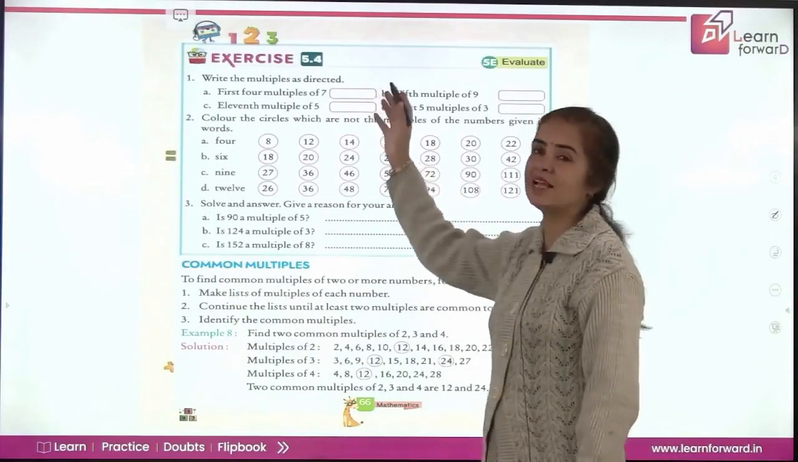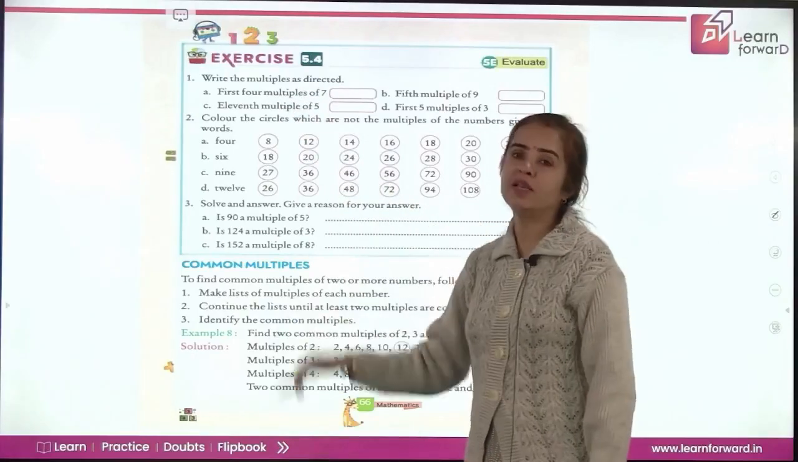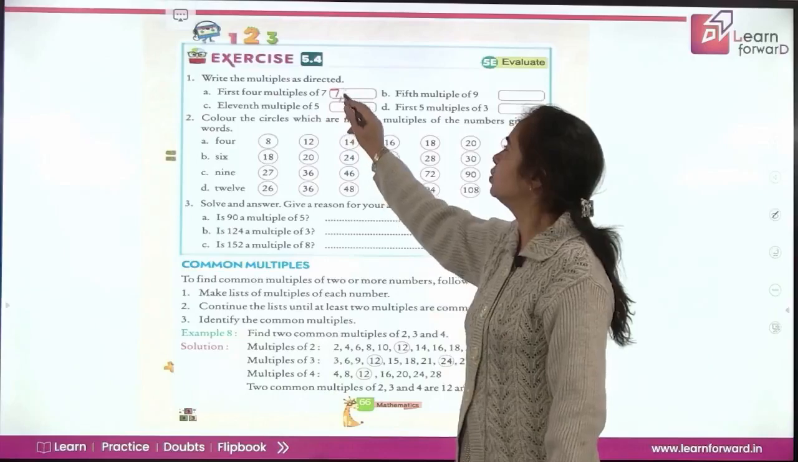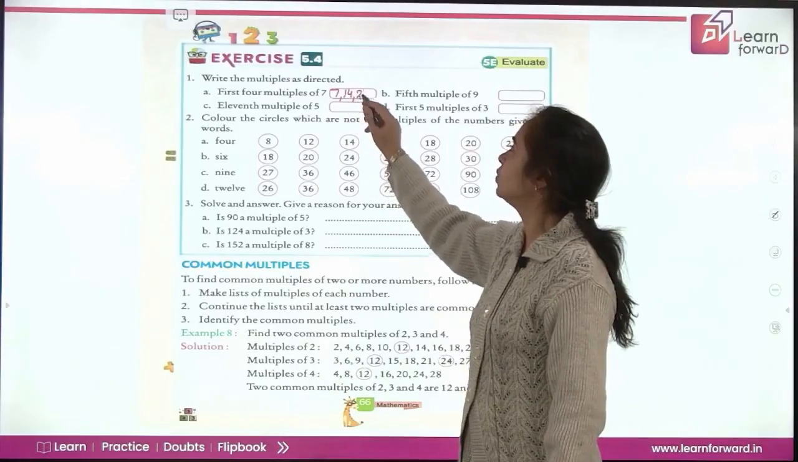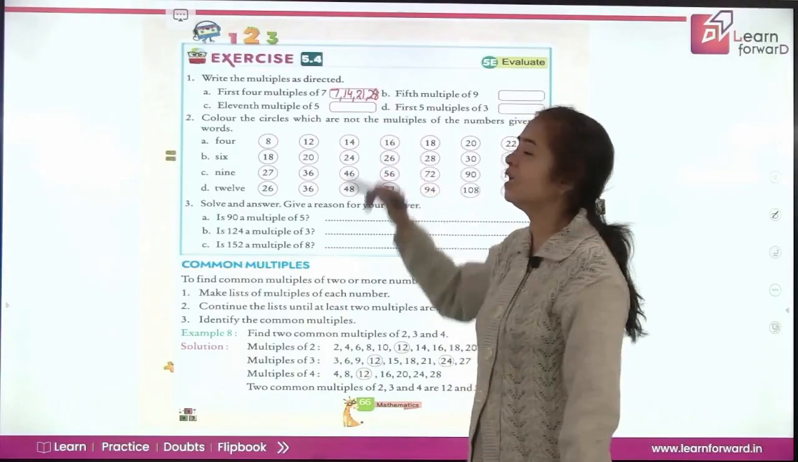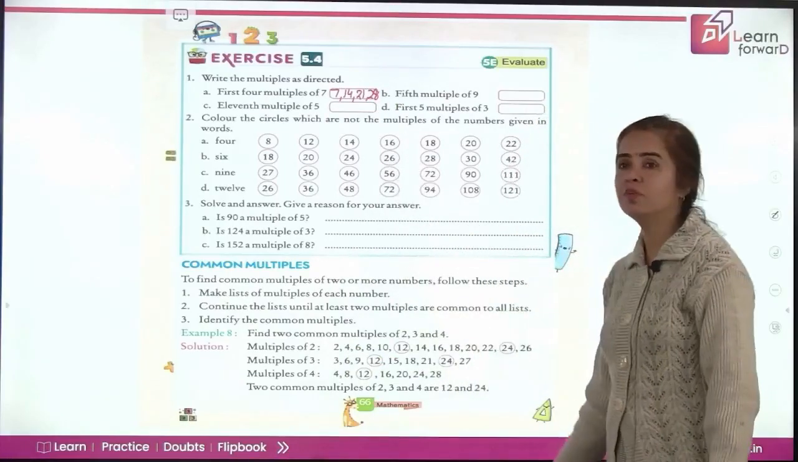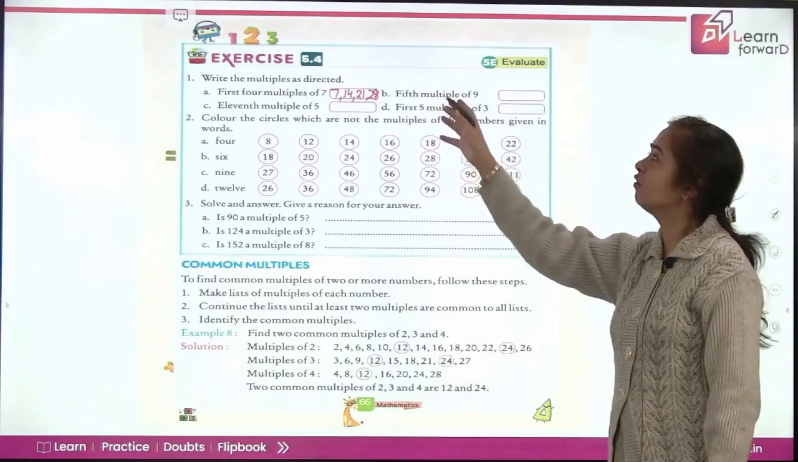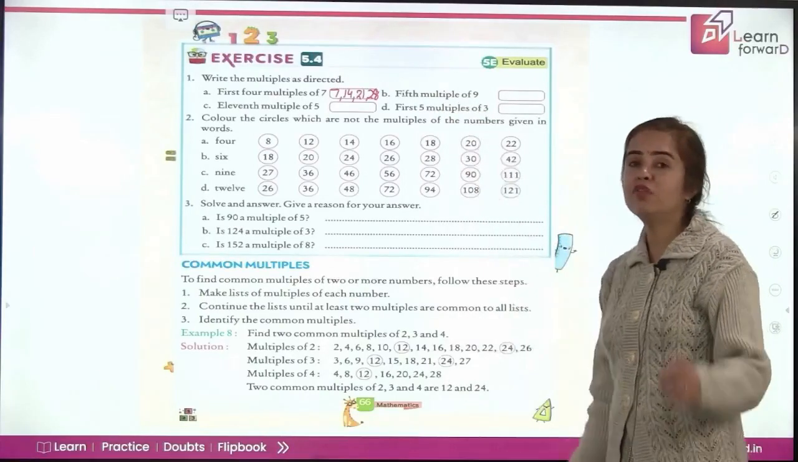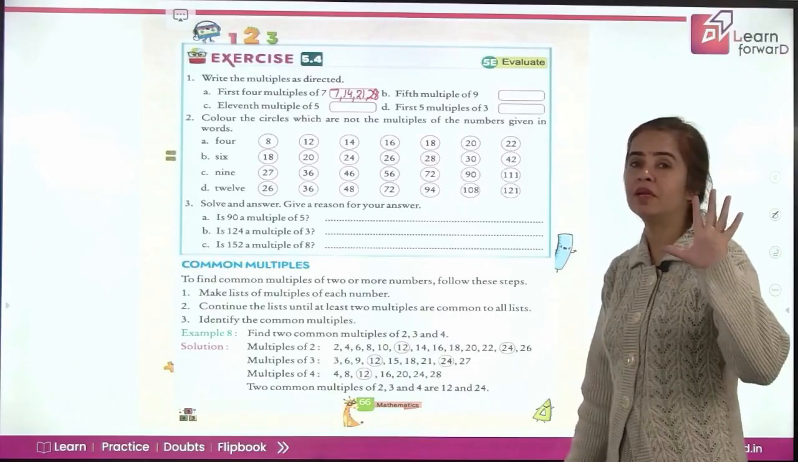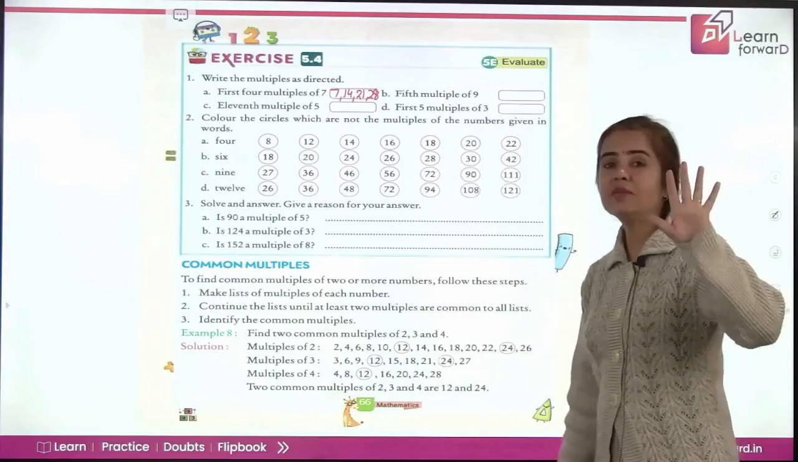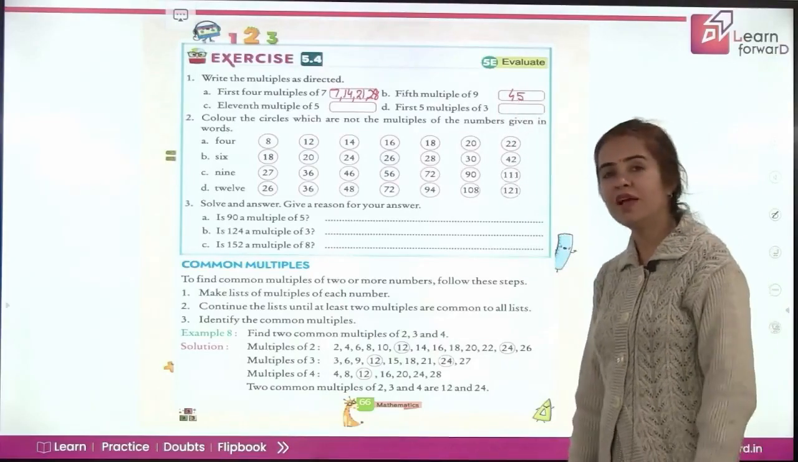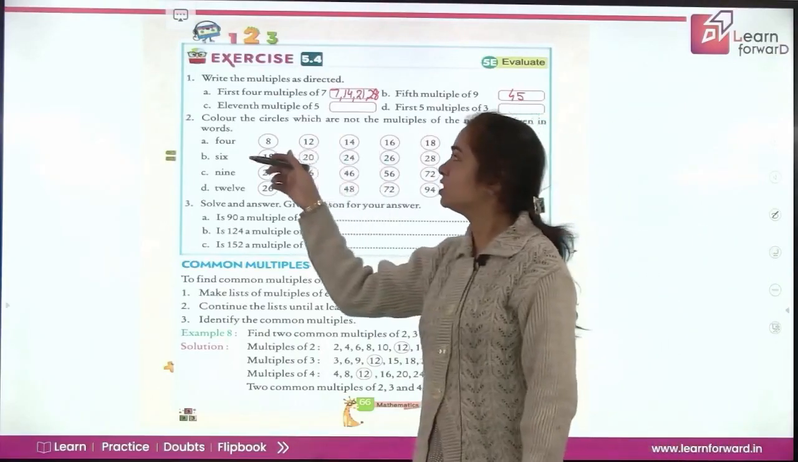Write the multiples as directed. First 4 multiples of 7. That means 7 times 1 is 7, 7 times 2 is 14, 7 times 3 is 21, 7 times 4 is 28. So I got the first 4 multiples. Then, the 5th multiple of 9. Here you have to find just one, the 5th multiple. So 9 times 5 gives you 45. This is your 5th multiple of 9. So do the rest of the parts yourself.